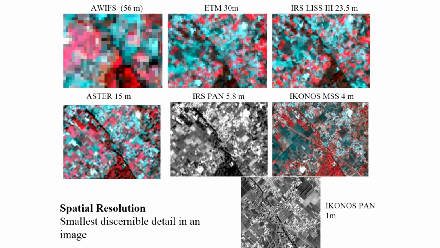Spatial resolution, as we saw initially, is the size of the smallest area seen on the ground. In this case, one block is 56 by 56 meters on the ground. As we move away, it is 56, 30, 23, 15, 5.8, 4 meters and 1 meter. The level of detail you can discern is different. Here you get a broad impression, and here the finest detail of the road, and if I zoom in, I can see even the vehicles on the road.